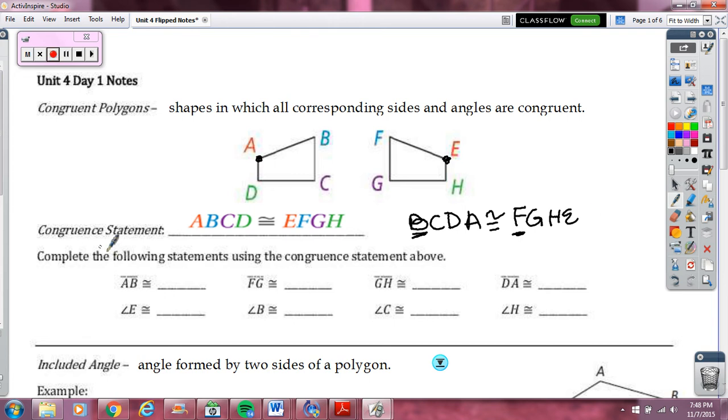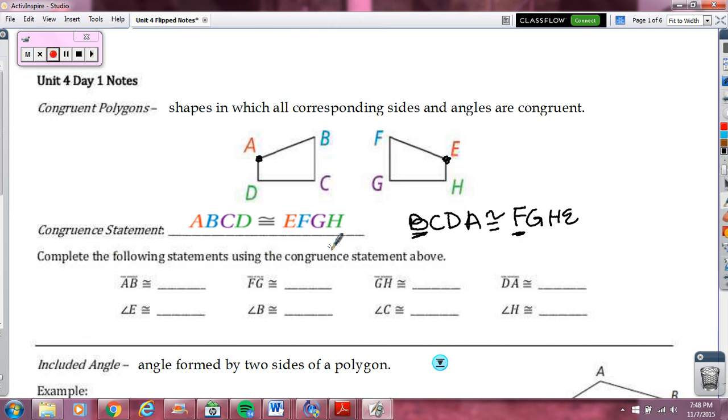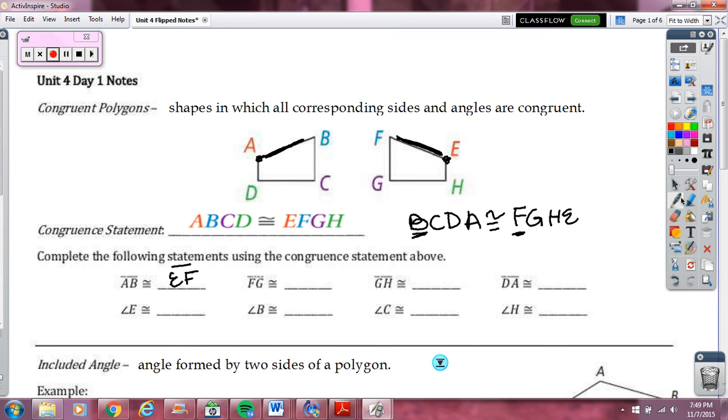So when it asks you to complete the following statements about the figure above, you can do that by looking at the picture or by looking at the congruent statement. So by looking at the picture, I see AB and EF in the same spot of the congruent figures. So AB has to be exactly the same size as side EF because they're matching parts of congruent shapes. And I could also tell that by looking at the letters in the congruent statement.